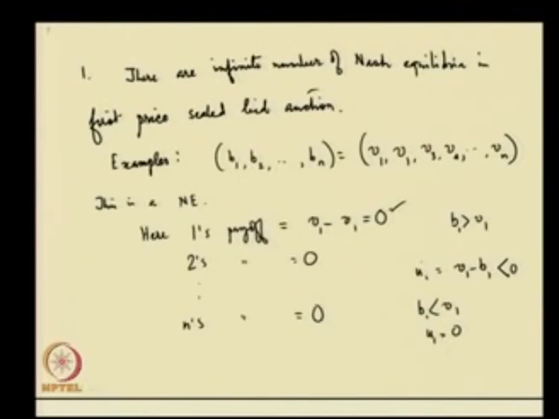Similarly, for other players also, if they have to get the object, they have to bid more than V1, and if they bid more than V1, then their payoff becomes negative. So, from none's point of view is any profitable deviation possible.